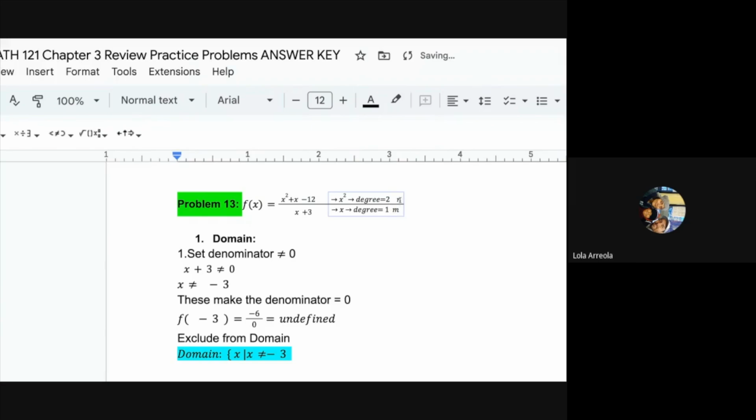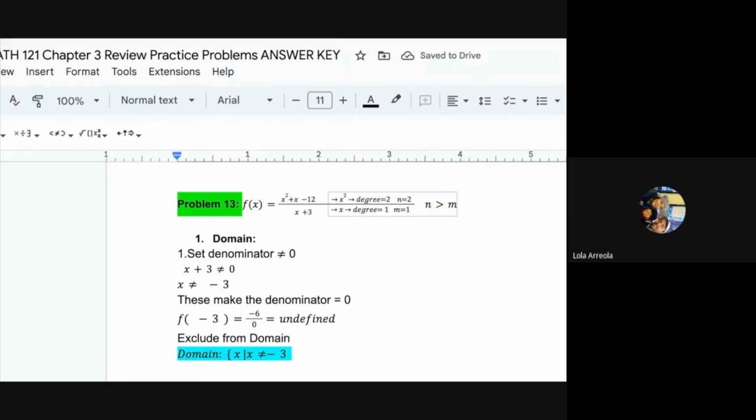But here I have n equals 2. The degree of my numerator is 2, and the degree of my denominator is 1. So right now I'm looking at these numbers and I'm asking myself, in terms of n and m, is n bigger than m? Is n less than m? Or is n equal to m? So I see 2 is bigger than 1, so n is bigger than m.